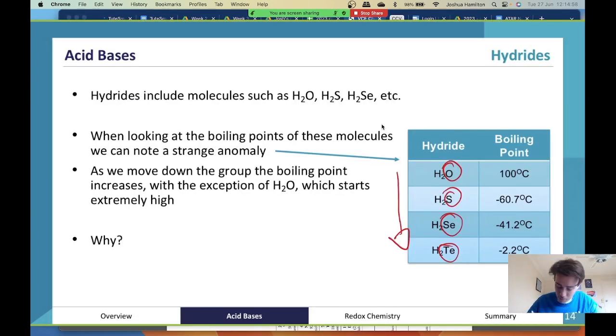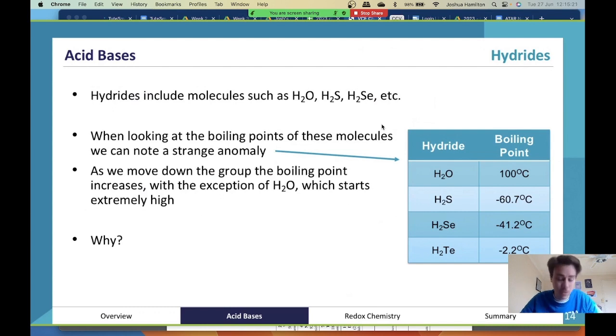But if we look at our boiling points, which are a really strong indicator of our chemical bonding and the strength of that bonding, it gets stronger going down, but it starts off really, really strong. So again, why is that? This is where we're talking about our hydrogen bonds.